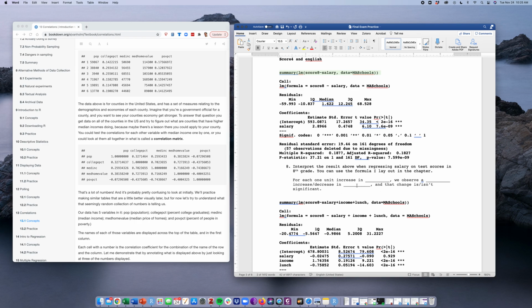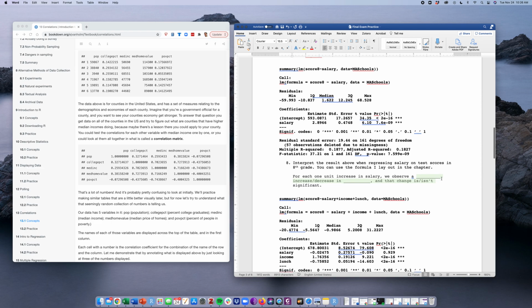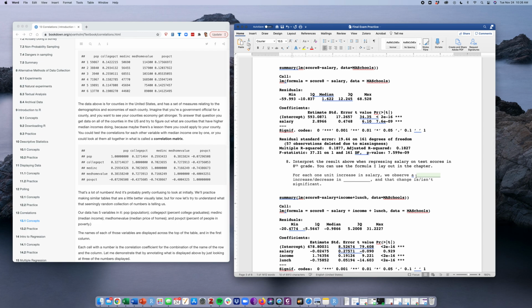And so I give you this formula, this guide for interpreting regression output that I use in the book. And so you can use this to fill in your answers. And so for each 1 unit increase in, we want to put the independent variable here. So for each 1 unit increase in salary, we observe, and this is where we want to put our coefficient. So our coefficient for salary is 2.8966. You can either round that or put all of the decimals.